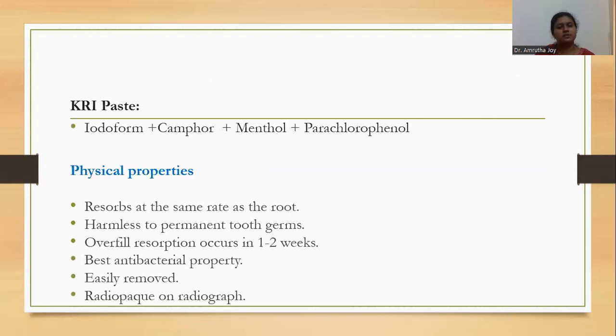KRI paste consists of iodoform, camphor, menthol, and parachlorophenol. The properties are: it resorbs at the same rate as the root resorbs. It is harmless to the permanent tooth germ, and if it is overfilled or if it reaches the periapical area, it will resorb in 1 to 2 weeks time. It has the best antibacterial property, can be easily removed, and is radiopaque.